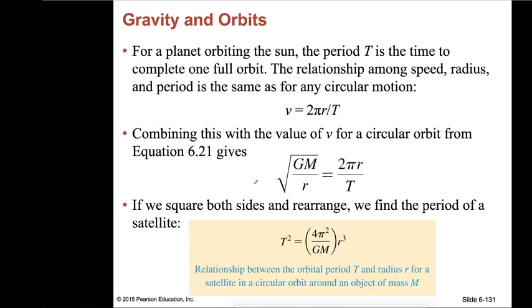So for a planet orbiting the sun, the period T is the time to complete one full orbit. The relationship among speed, radius, and period is the same for any circular motion, so v equals 2 pi r over T. Combining this with the equation of v for circular orbit from the previous equation, you can get this equation. And finally, if we square both sides and rearrange, you will find T squared equals this expression.